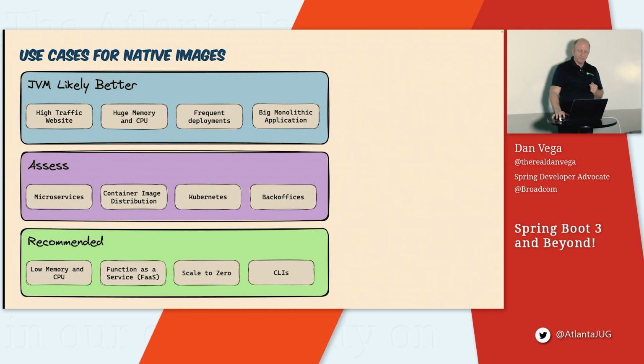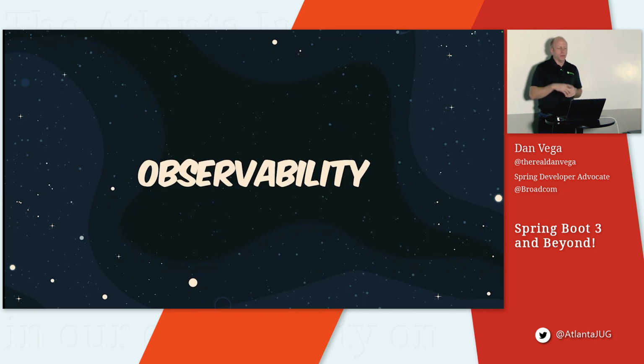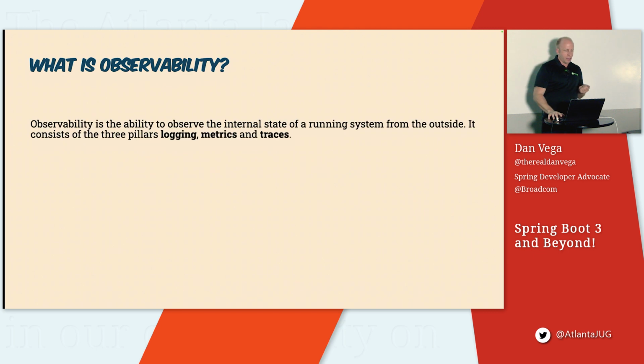So that's AOT. Another big theme in 3.0 was observability. What is observability? Observability is the ability to observe the internal state of our system, right? This is logging, metrics, and usually distributed tracing.